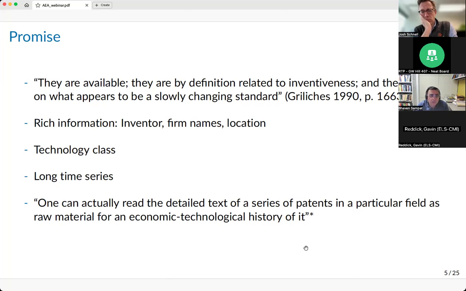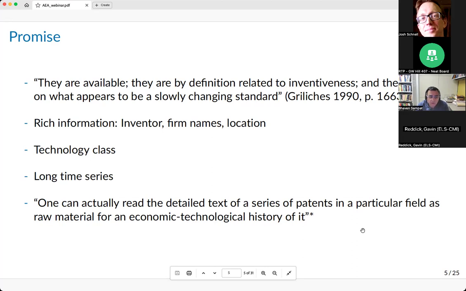Maybe more importantly, they are information rich. So if you stare at a patent document, you have information on the inventor, the address of the inventor. You have information on the firm name and the address and the location. You have information on technology classes using standard technology classification systems. Now people use the CPC system. As I mentioned already, those are a long time series, so they go way back in time.